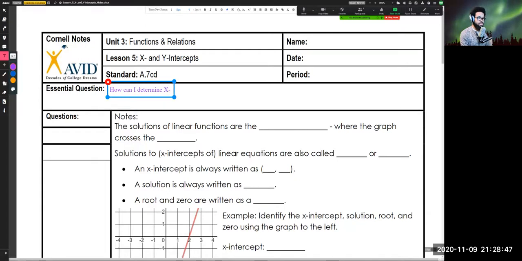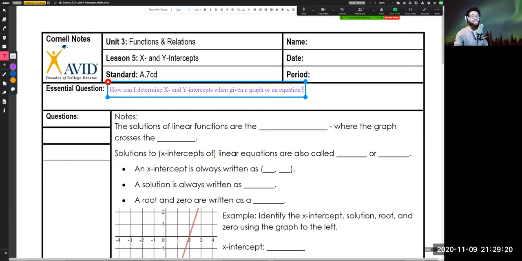x and y intercepts when given a graph or an equation? All right, got a little bit of a typo here. Let's fix that. So this is your essential question, and by the end of this lesson, you will be able to answer it.